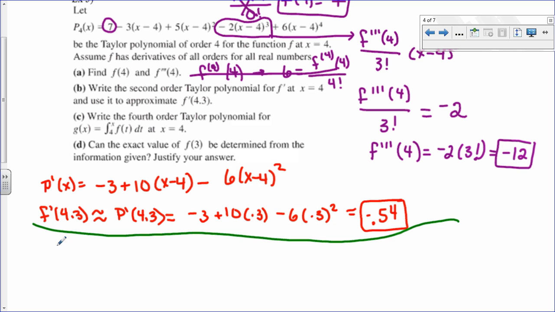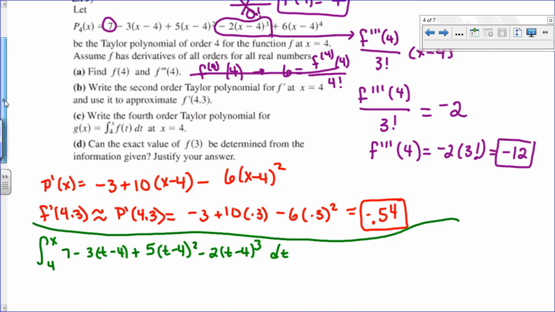Okay, so I am going to integrate from 4 to x f of t dt. In other words, p of t dt. So I'm going to do 7 minus 3 times (t minus 4) plus 5 times (t minus 4) squared minus 2 times (t minus 4) to the third. Now they want me to write the fourth order, which means once I take the antiderivative, I want it to say x to the fourth. So I'm going to stop here, because when I take the antiderivative of a cubic, I'm going to get a quartic.